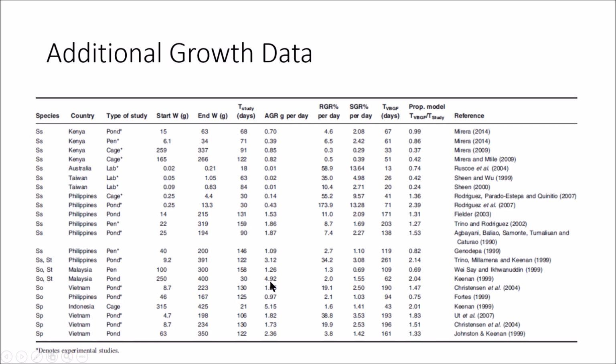Alright, so there's somebody who's even faster. They could do it in cages, 315 grams to 425 grams in only 21 days. That's like 5.15 grams per day.